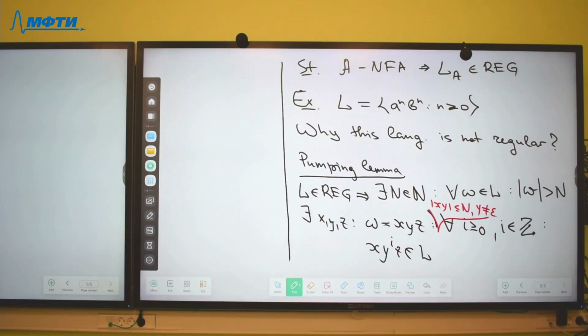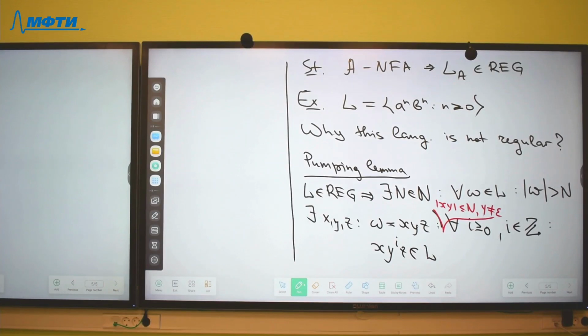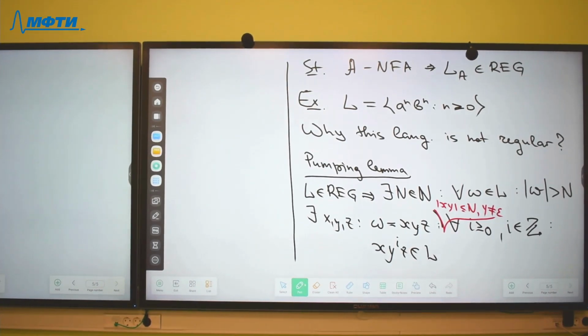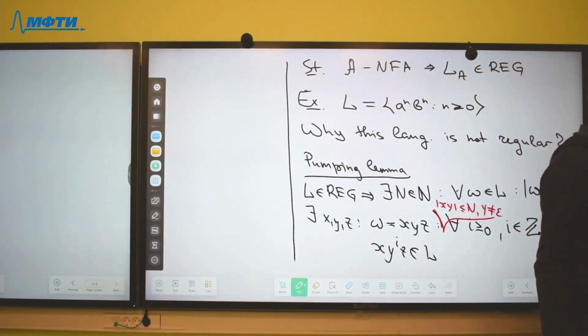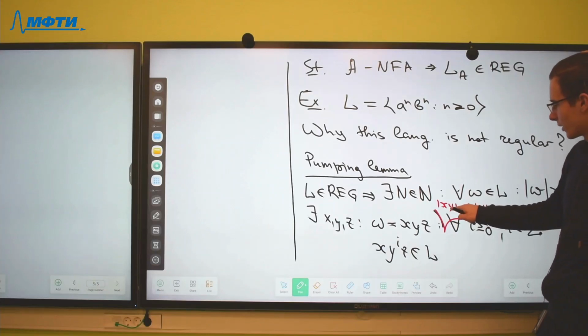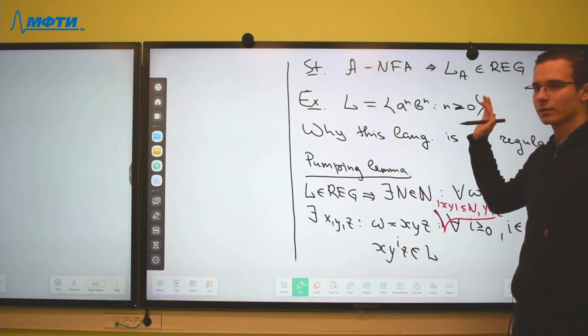Can I say the same thing about x? As well, it should always be smaller than n, right? xz is smaller than n. Yes, but it's not interesting for us. It's interesting that y can be the end of the word that is very big.